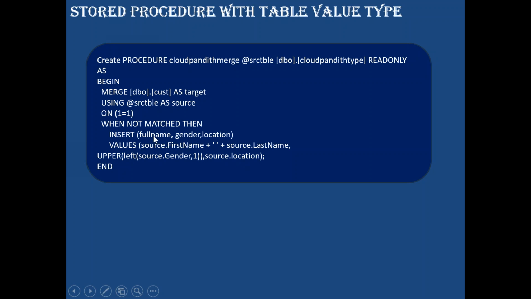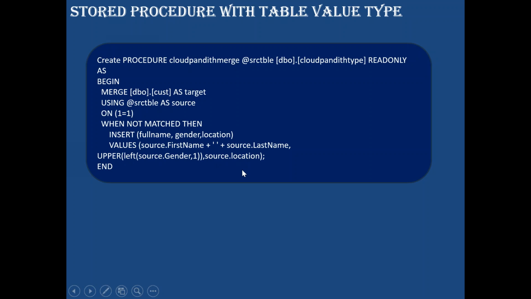So what I am doing here when I'm loading data into this cust table, first I am concatenating the first name, space, last name, and I'm taking the first letter of the male or female. Left means what? Left side, first character I am taking using the left function. Then I'm converting that into uppercase. If it is a male, M should be uppercase. If it is a female, F should be uppercase.